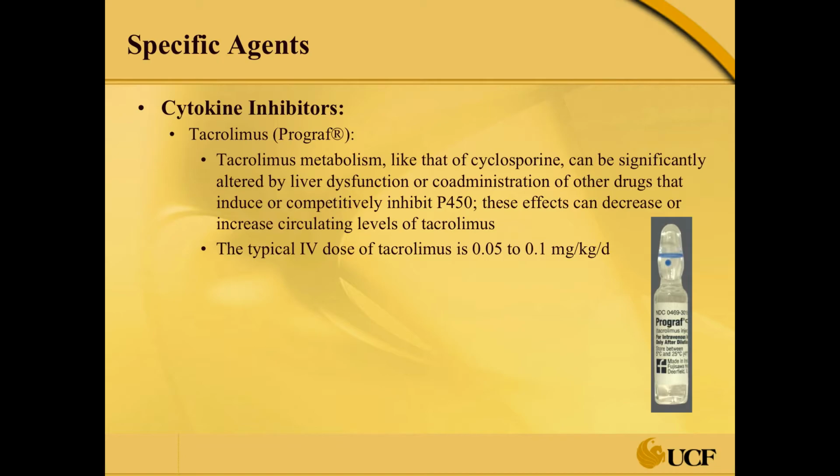Metabolism, like that of cyclosporine, can be significantly altered by liver dysfunction and the P450 system. The typical IV dose is 0.05 to 0.1 mg per kg per day. All right. Interesting thing is, if you've got a patient on another P450 drug, odds are it's going to decrease or increase levels of tacrolimus.